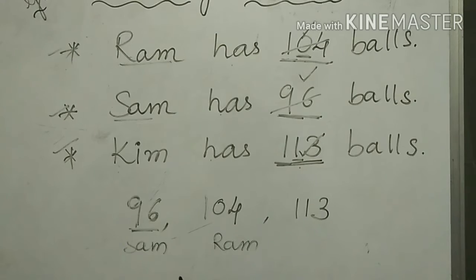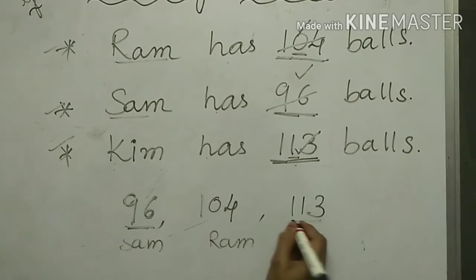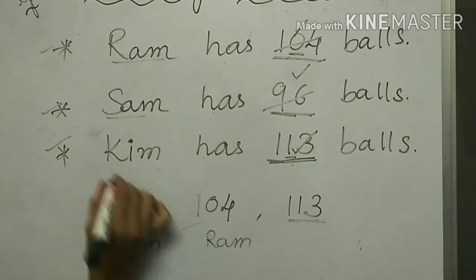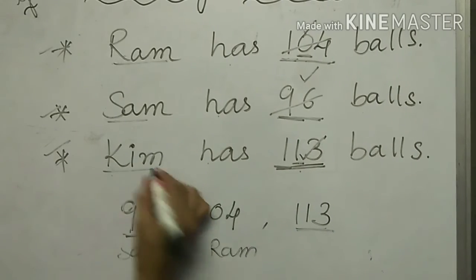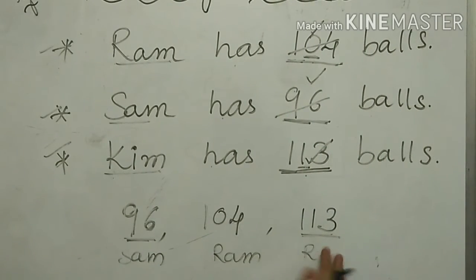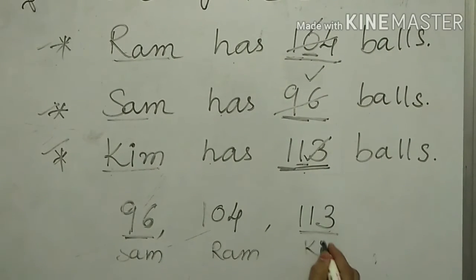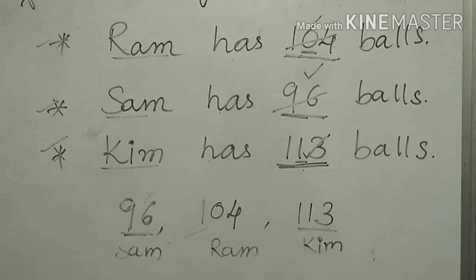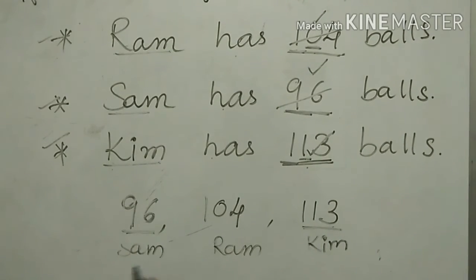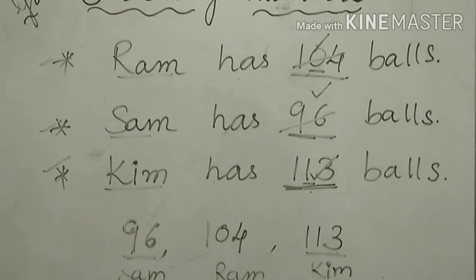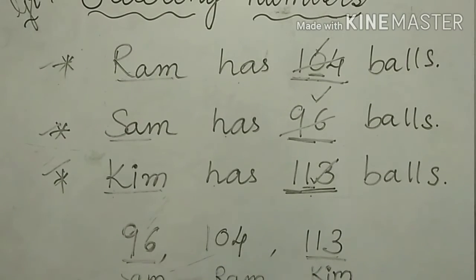Ram has 104 balls. And who has 113? Yes, 113. Kim. Kim has 113 balls. Now we have to keep greater than or less than symbols to compare them.